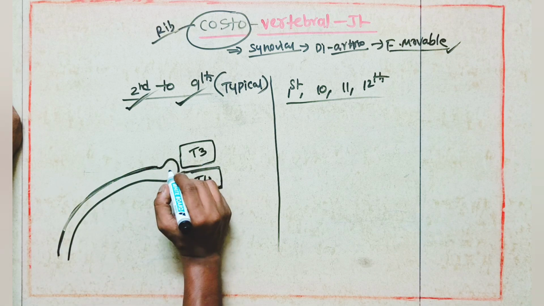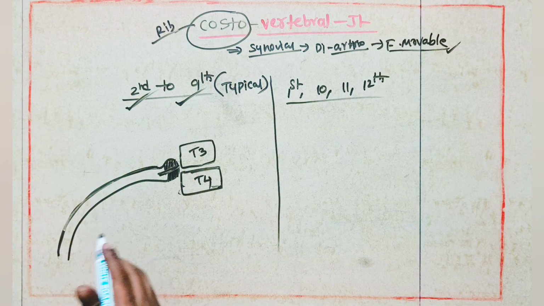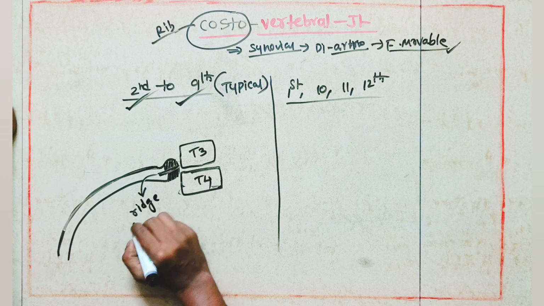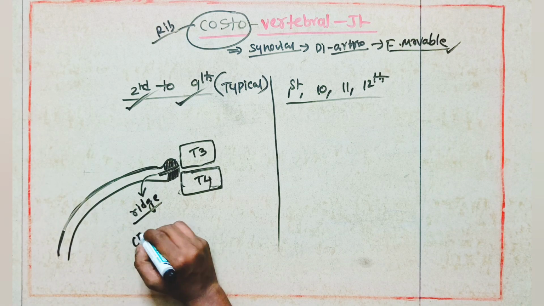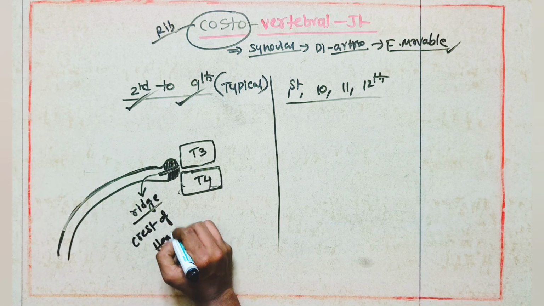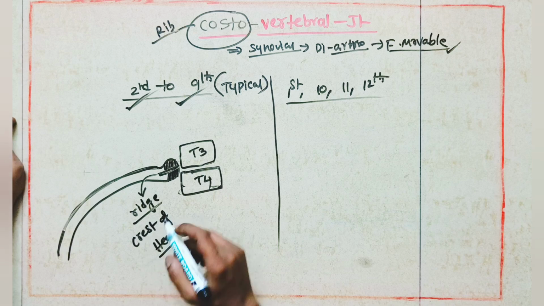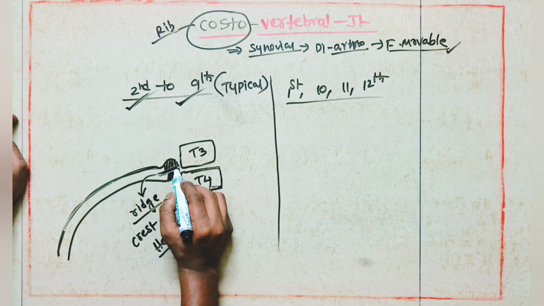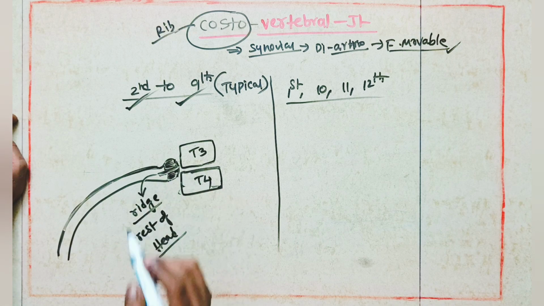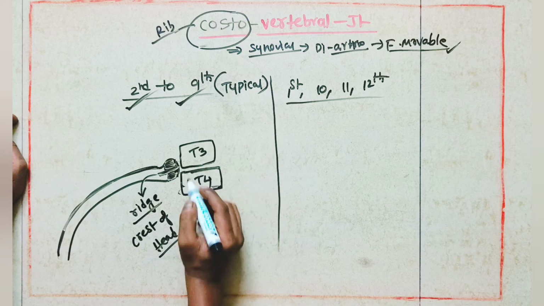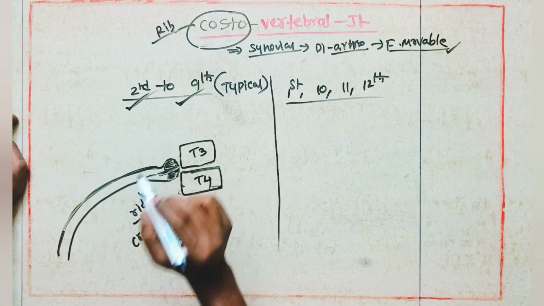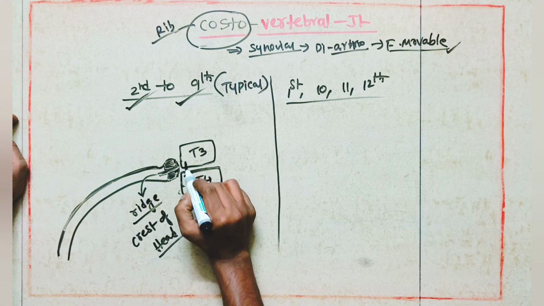If you see the head of the rib, we will have two articular facets. These two articular facets are separated by a ridge. That ridge is called the crest of the head of the rib. So a ridge is present between the two articular facets of the head of the rib. So the costovertebral joint is the joint of the head of the rib and two adjacent vertebrae.